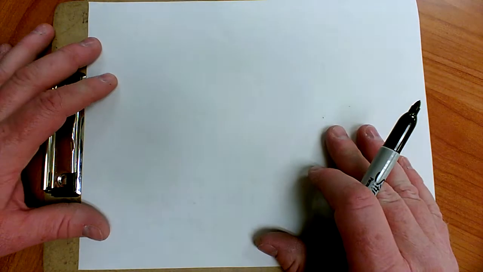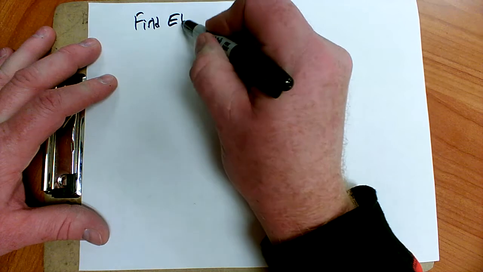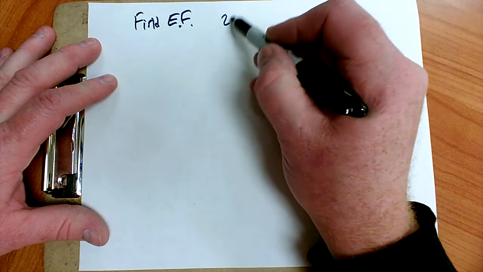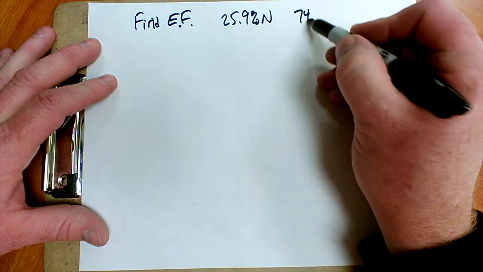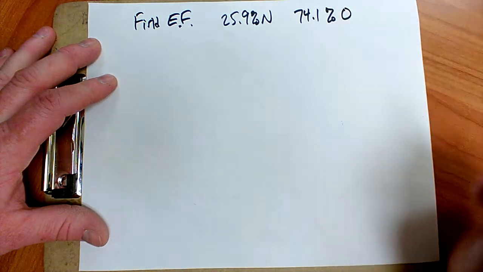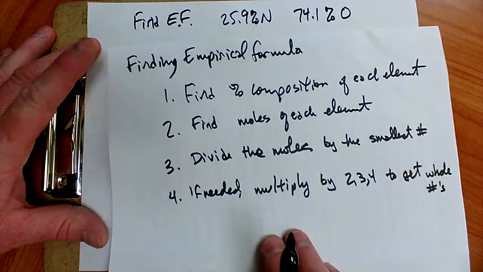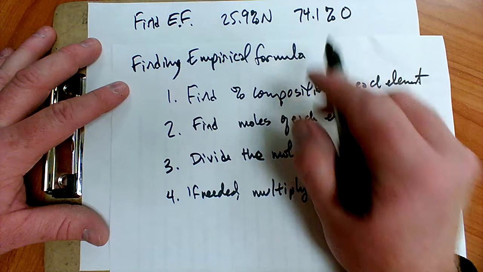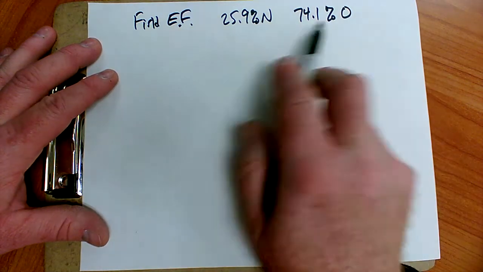So here, for example, we want to find, and I'm just going to call it EF for empirical formula, the empirical formula for a sample that is 25.9% nitrogen and 74.1% oxygen. So, according to the steps, first thing I want to do is find the percent composition of each element. Oh, look at that. I've got the percent composition of each element. I'm good to go. Step number 2 is to find the moles of each element. So I need to convert these percents into moles.